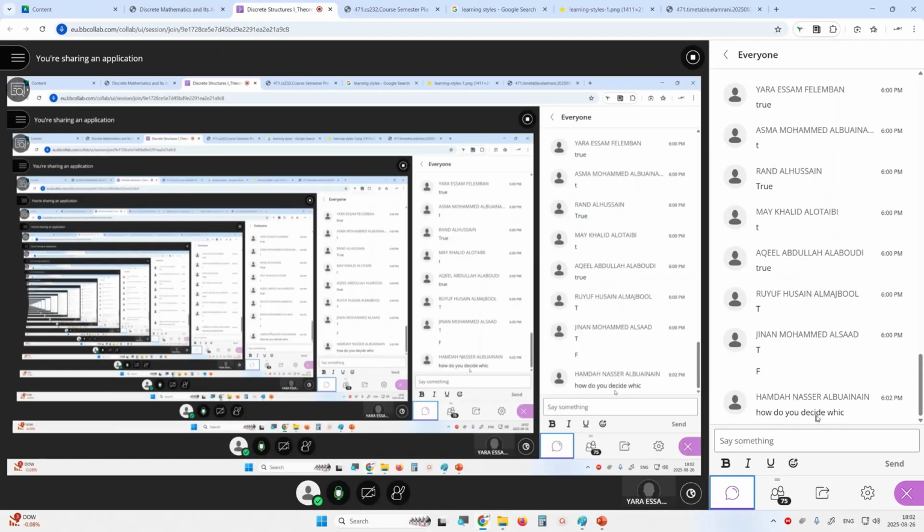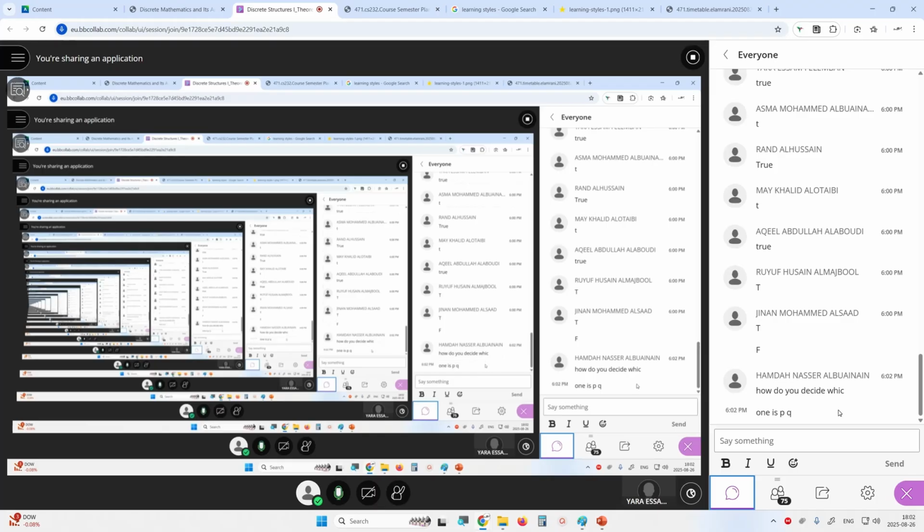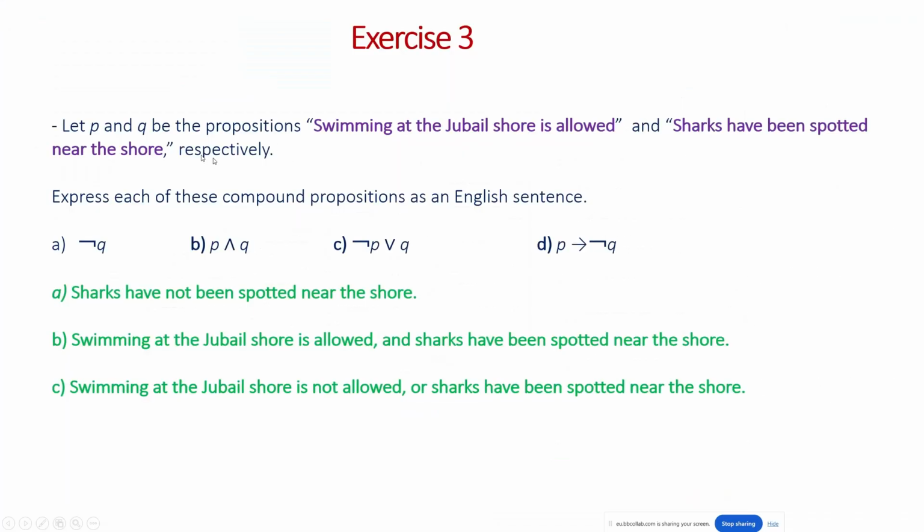Correct? How do you decide which is which? What's the question? One is P, yeah, it says respectively, that means the first one is P. And this one is Q. Because it says P and Q be the propositions, so this is P, that is Q. So knowing that, this is P and this is Q.